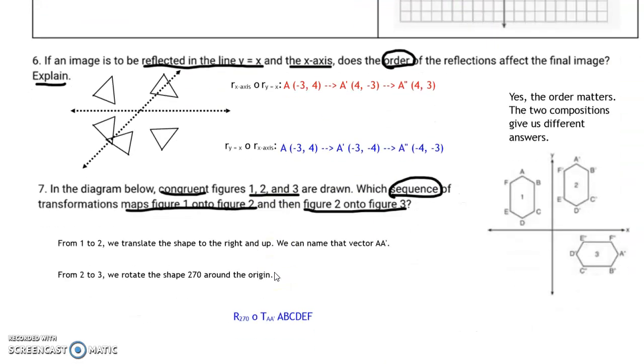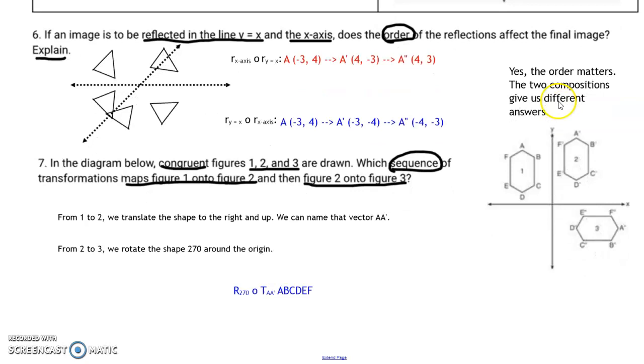For question number 6, I drew a diagram to help you visualize it, but another way to do it is just pick a random point and then try to do the 2 transformations to it in different orders. Does the order matter? Well, yeah, because if I do it first y equals x and then the x-axis, then I'm going to get 4, 3. If I first reflect across the x-axis, then I do r y equals x, I'm going to get negative 4, negative 3. Yes, the order matters because the 2 compositions give us different answers.